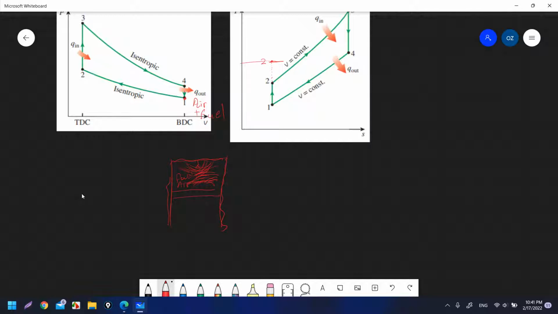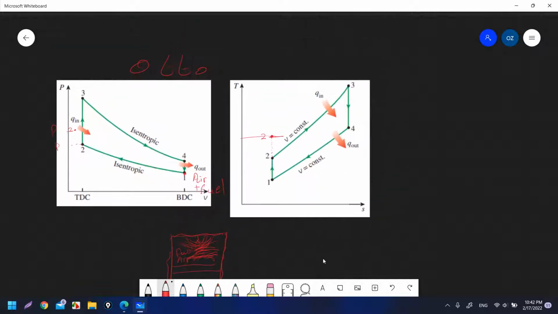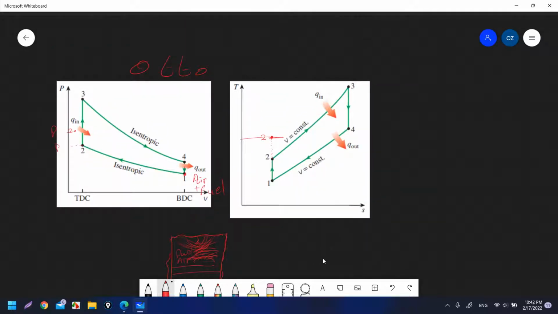We cannot increase the compression ratio, because by increasing the compression ratio, or reducing the volume to a state like here, the pressure is increasing. Like here, the pressure is higher than this pressure. The compression ratio means V1 is decreased to V2 here, and the temperature is also increased.